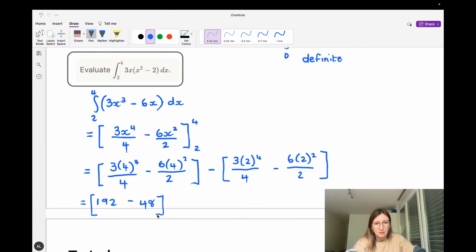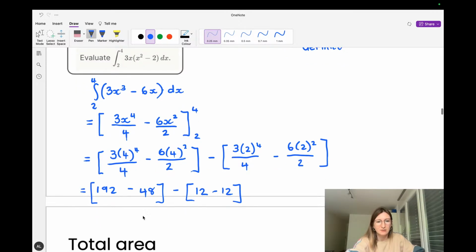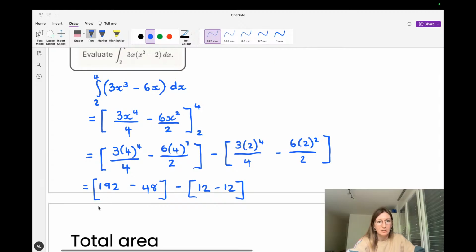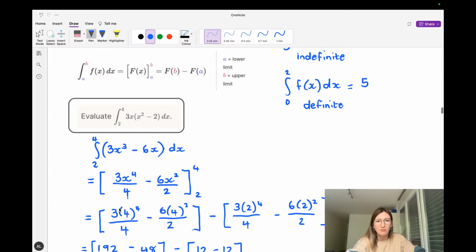And the next one, 2 to the power 4 is 16. 16 divided by 4 is 4, so 3 times 4 is 12. That's nice. 12 minus 12 is 0, so we're just minusing 0. So we have 192 minus 48. And that would be our area under the curve.